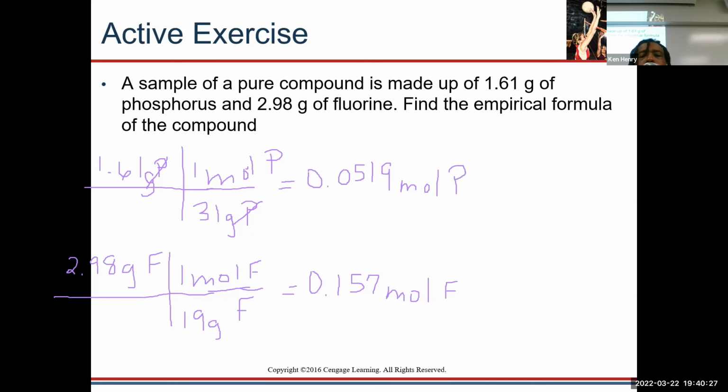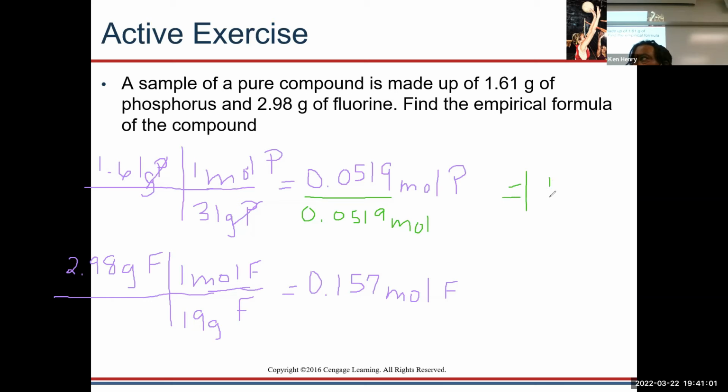So at this point, we want to compare them to each other. So to compare them to each other, we want to divide it by the one that is the smallest. So we have 0.0519 moles, or we have 0.157 moles. Which one is smaller? So we divide both of them by that top number. So 0.0519. So that's going to equal 1.